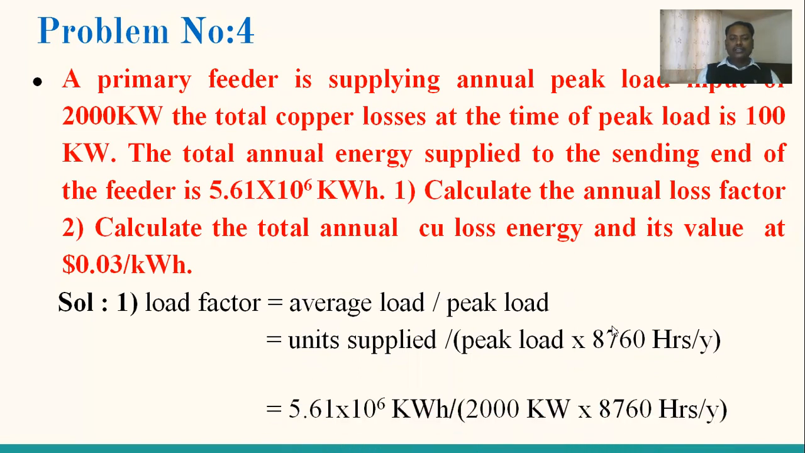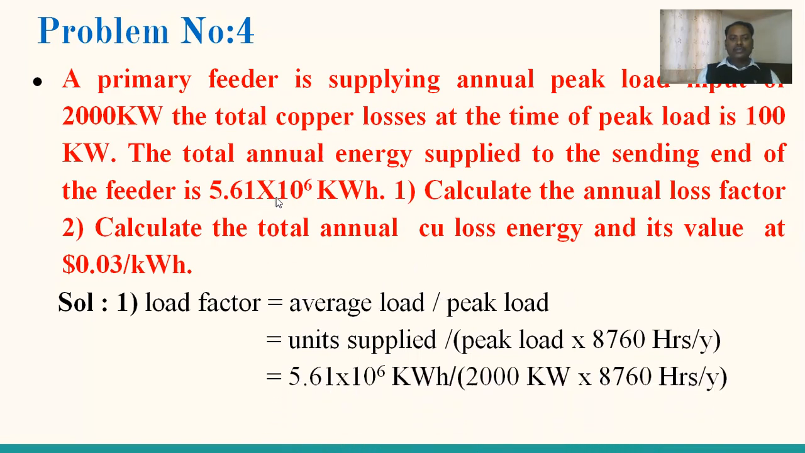So substitute the values. The units supplied are 5.61 into 10 power 6 kilowatt hours, divided by peak load 2000 kilowatts and 8760 hours per year. Calculate this value. The load factor is 0.32. Once the load factor is known, the loss factor calculation is not a matter.